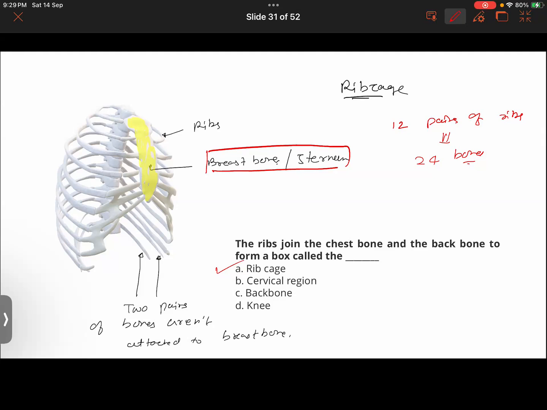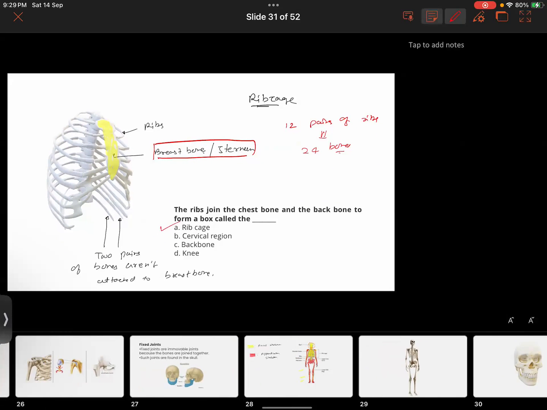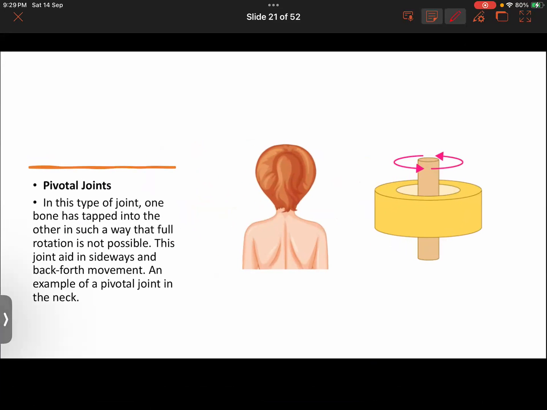Yes, Salman, the pivot joint. We did learn about this, no? In the neck, it is present. The pivot joint is present in the neck. Okay. And what about the hinge joint? Where is the hinge joint present?